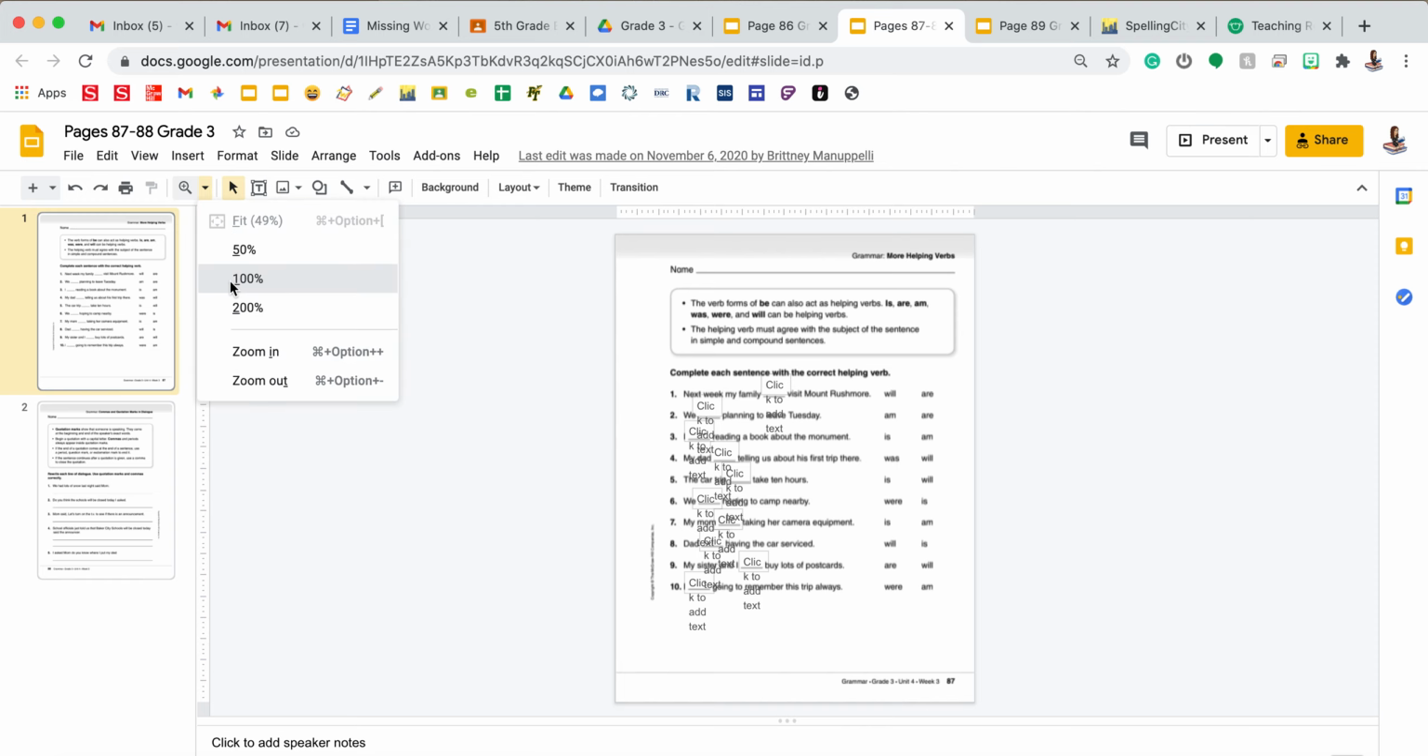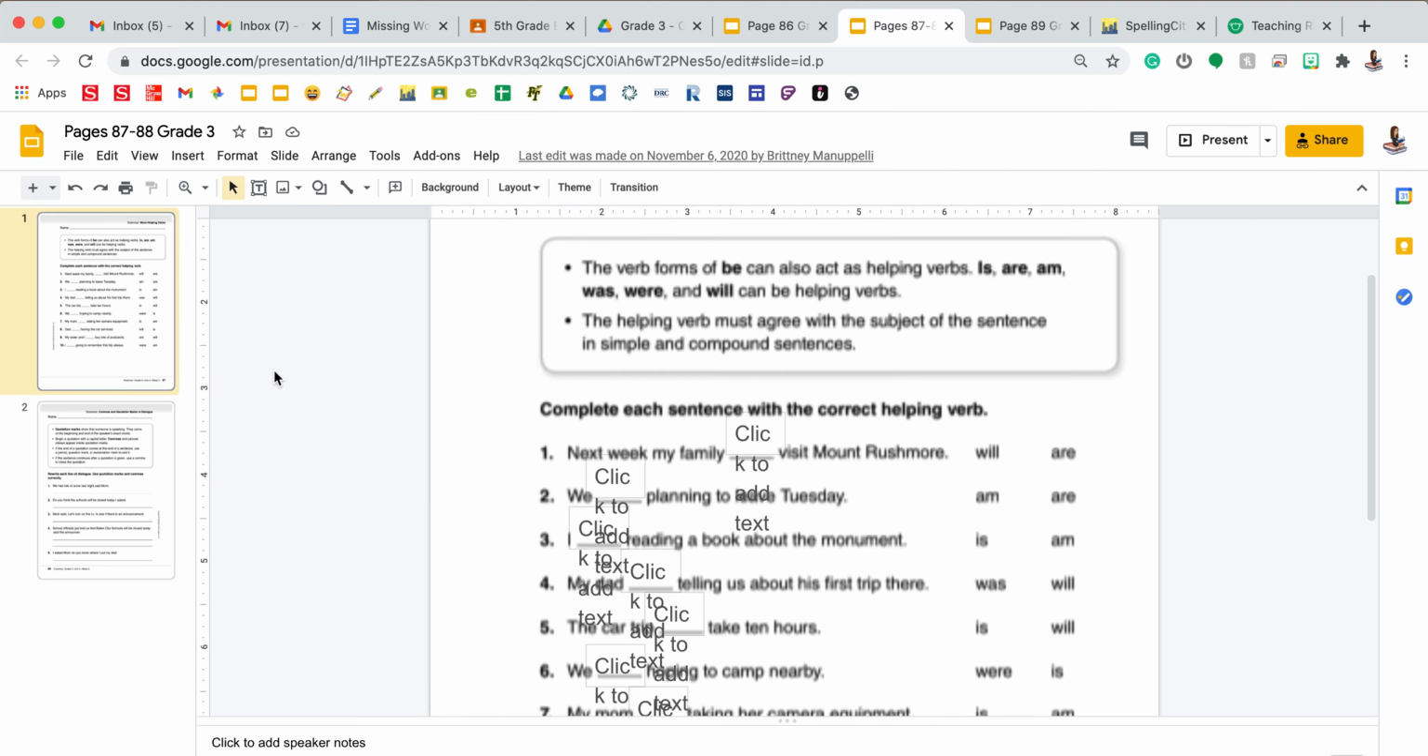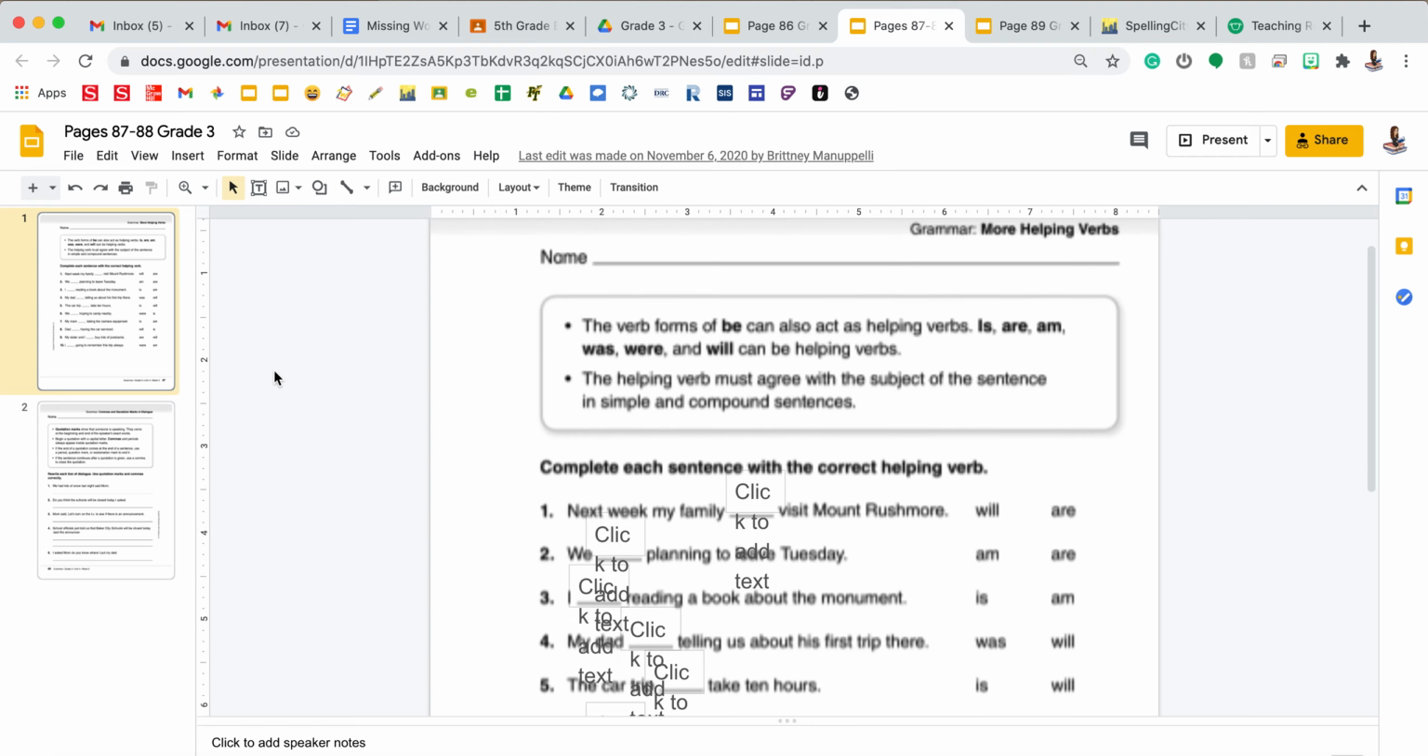Page 87, we're looking at more helping verbs. So the verb forms of be can also act as helping verbs. These are words like is, are, am, was, were, and will. The helping verb must agree with the subject of the sentence in simple and compound sentences.